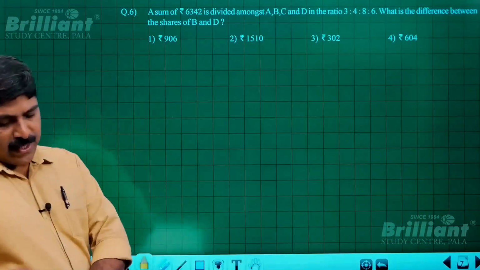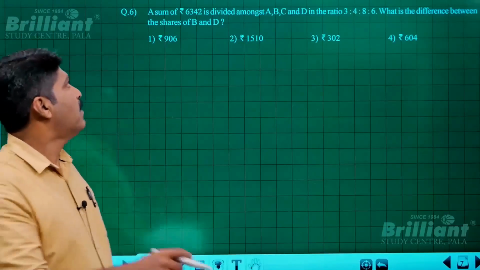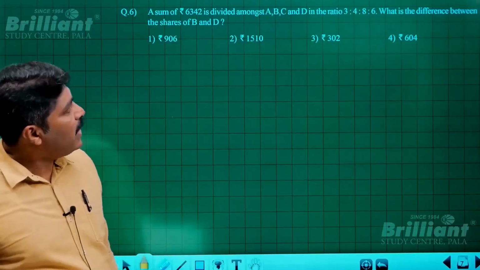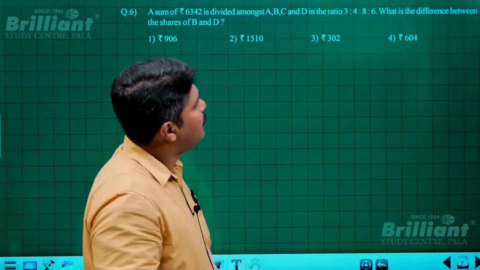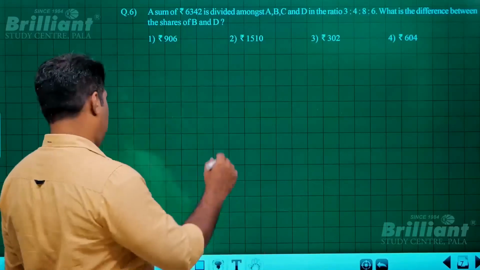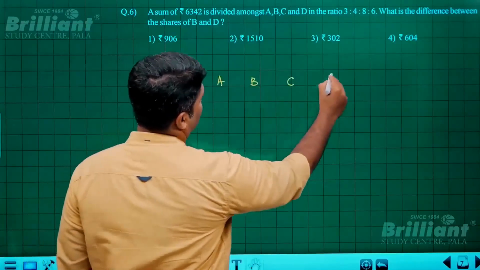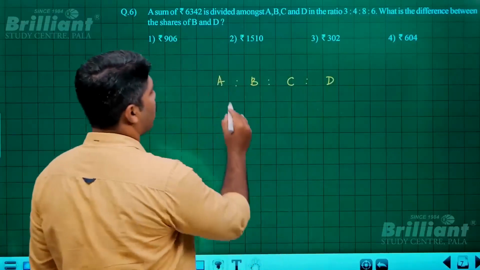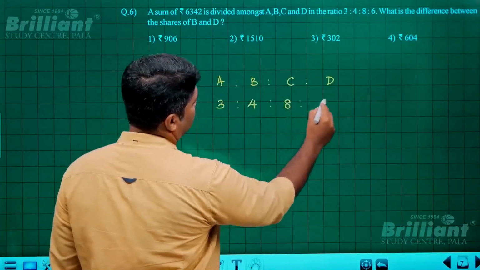Now the next question. It's a question from ratios. A sum of rupees 6342 is divided amongst A, B, C, D in the ratio 3:4:8:6. What is the difference between the shares of B and D? First of all, we consider the distribution among A, B, C and D. The distribution ratios are 3, 4, 8 and 6.